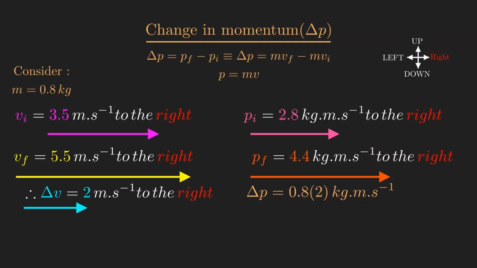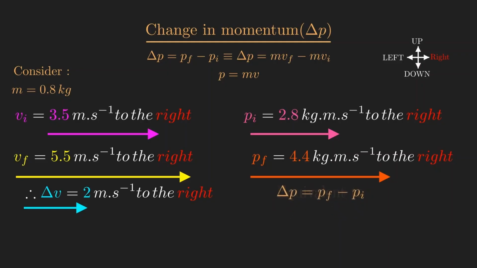We can, at this step, note that momentum is the scalar multiplication of velocity. So the change in momentum is a scalar multiple of the change in velocity. So that is, the change in momentum is going to be this velocity delta v, which is equal to 2 times 0.8. So we can scale this change in velocity by 0.8, and then we get the change in momentum. That gives you the change in momentum, which is 1.6 kilograms meters per second to the right.